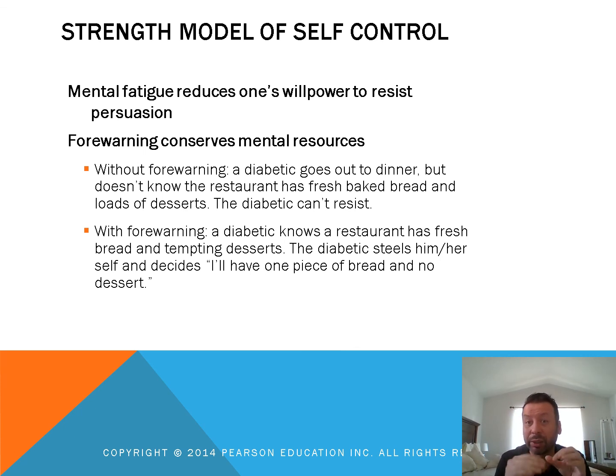Forewarning conserves mental resources. What forewarning does is say, hey, just so you know, you're going to say no to your kid. You're going to say no, you can't have that toy. But you know what? This is what they're going to do. They're going to just hound you. They're going to prepare for you. They're going to remind you. Be ready for that, right? And by mentally preparing yourself for when that happens, you're more likely to be able to resist. Okay? All right, so let's move on here.